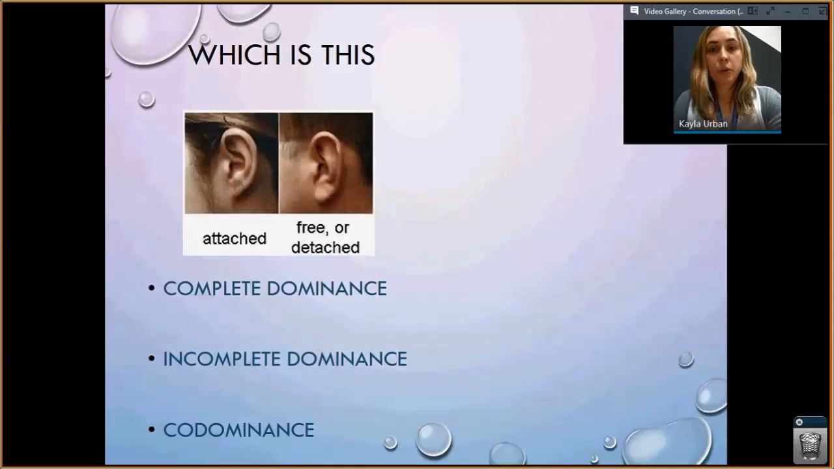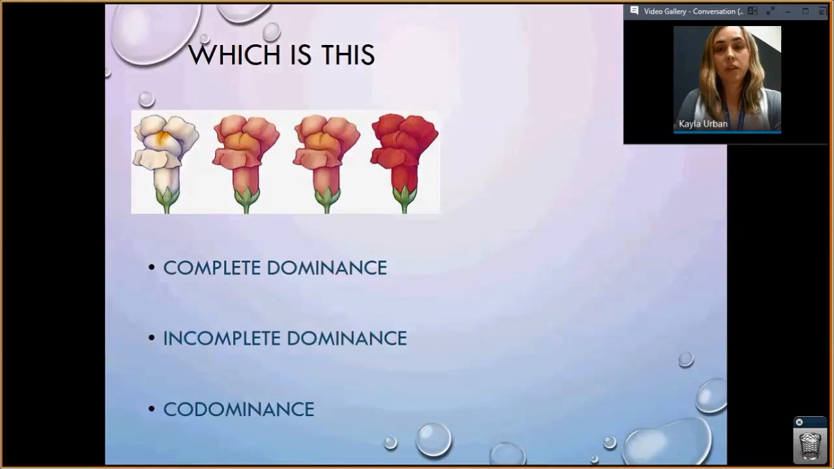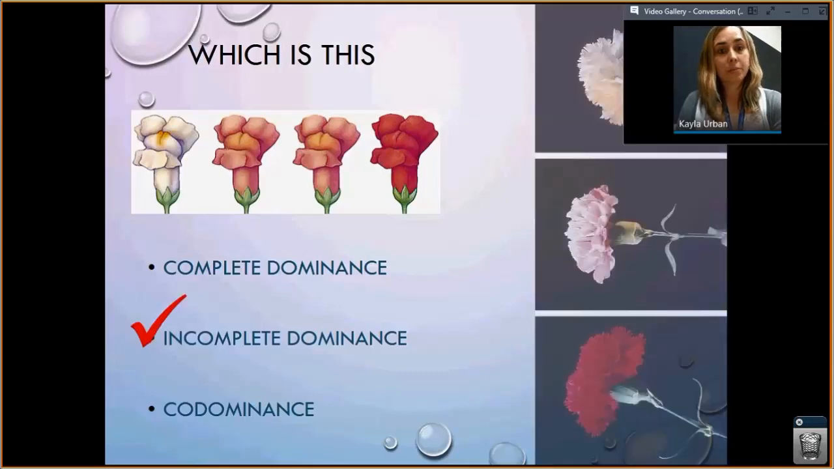So which one would this be? Complete dominance, incomplete dominance, or codominance? Either attached or detached. That one is complete. You're either dominant or you're not. This one, where it shows red and white making pink, is a mix or blending. That would be incomplete dominance.